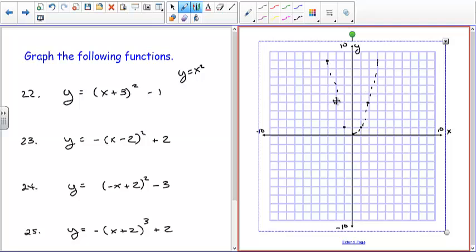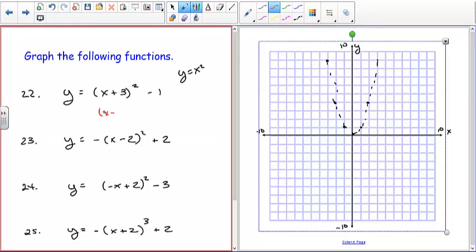Now, what we've got is the first one. We don't have any negative signs out here or inside, so there's no reflection. This is just a translation or a shift. And if you remember, the standard form is (x minus h) squared plus k, where h is the x shift and k is the y shift.